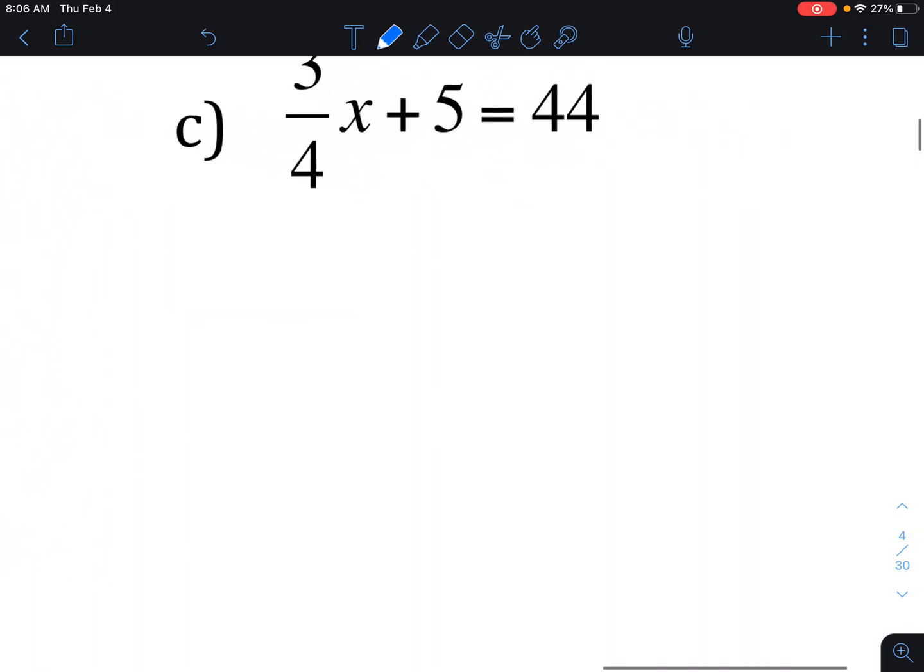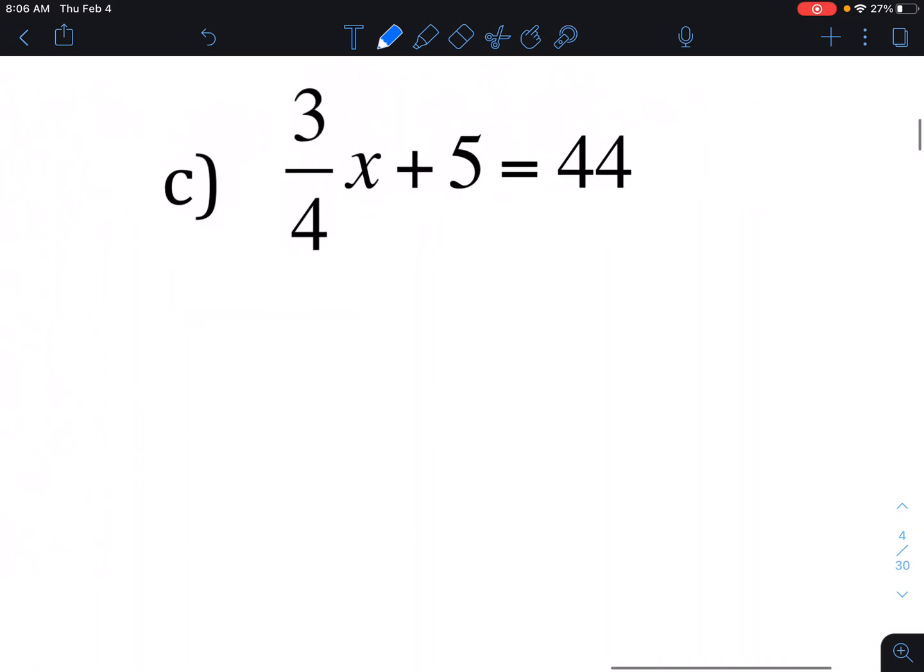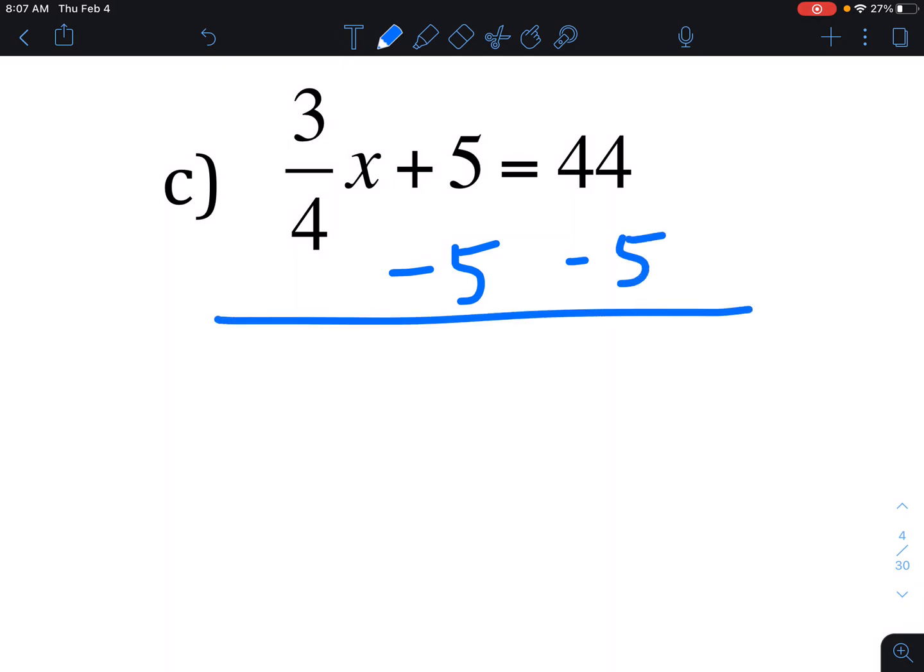Letter C gets a little tricky here. Please don't be intimidated. We're going to get rid of the 5 first because, as I said earlier in the lesson, when you have a coefficient of x, you get rid of that 3/4 last. So let's go ahead and subtract 5 from both sides. Okay, now how to get rid of the 3/4. So I'm going to show you without a calculator.